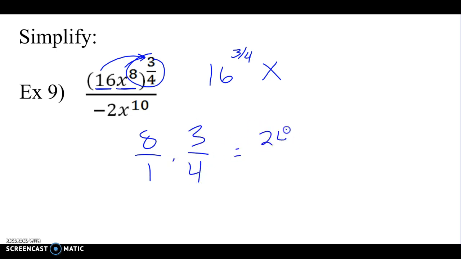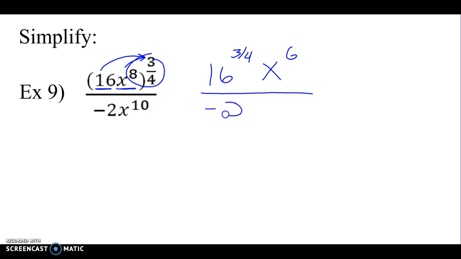24 fourths. And what is 24 divided by 4? Yeah, so that whole thing is just 6. So that's what that whole numerator comes out to. And then there's nothing to do with the denominator quite yet.